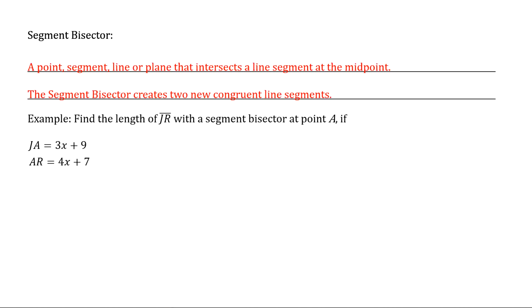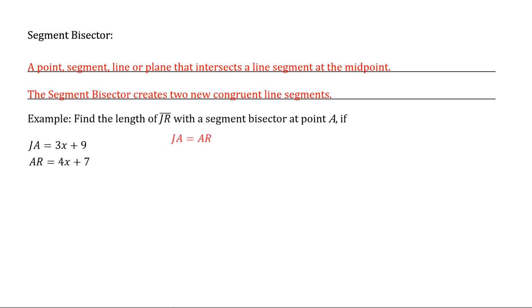It is something that we will use quite a bit when we start working with triangles. As we move forward in geometry, we talk all about segment bisectors that help us get information from our triangles and help solve for different things. So our example here is we have the line segment JR, and we're trying to find, with a segment bisector at point A, how long the original line segment is if the equations are what the new line segments equal.